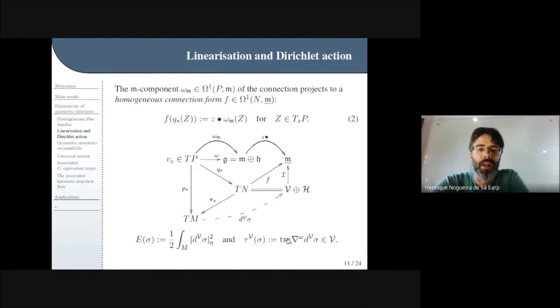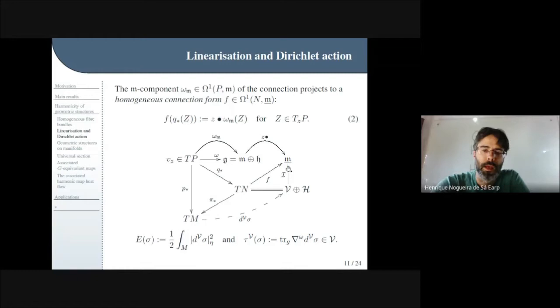Now let's linearize the previous picture. Let's look at the tangent picture associated to the previous one. By having a connection one-form on P, we can look at its projection onto M. The connection one-form on P is a Lie algebra G-valued one-form on P. So in particular, it has a component in M. And by using the identification we had before, we can associate an element of the fiber of underscore M. And in those terms, here's what we can define.